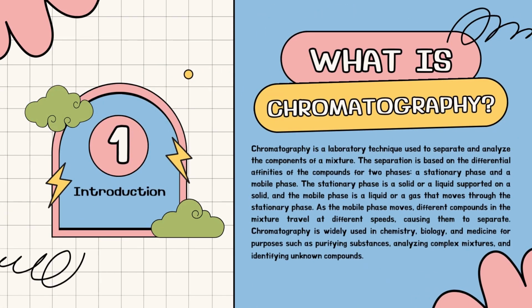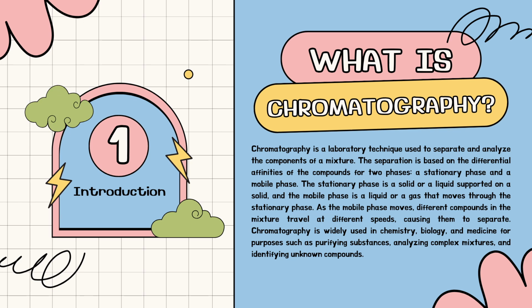Chromatography is a laboratory technique used to separate and analyze the components of a mixture. The separation is based on the differential affinities of the compounds for two phases, a stationary phase and a mobile phase. The stationary phase is a solid or a liquid supported on a solid, and the mobile phase is a liquid or a gas that moves through the stationary phase. As the mobile phase moves, different compounds in the mixture travel at different speeds, causing them to separate.